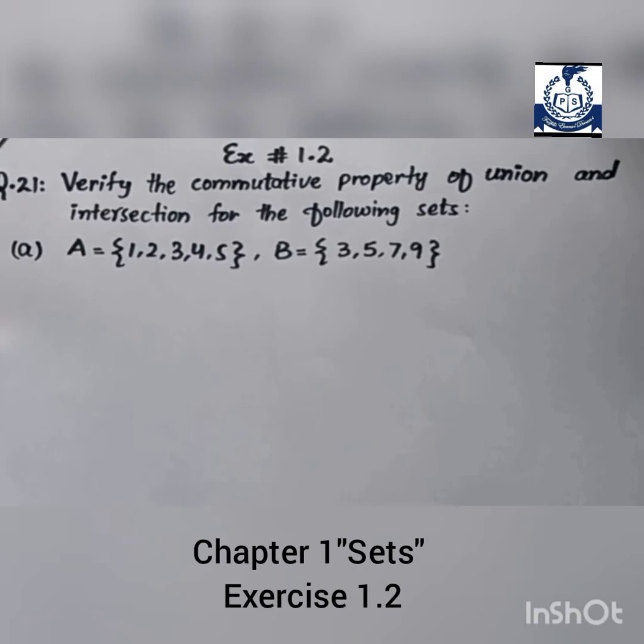Commutative property is A plus B is equal to B plus A. It means if we add A plus B or if we add B plus A, in both conditions we get the same answer. Either we add A plus B first or we add B plus A, in both conditions we get the same answer. I explain this in Urdu.